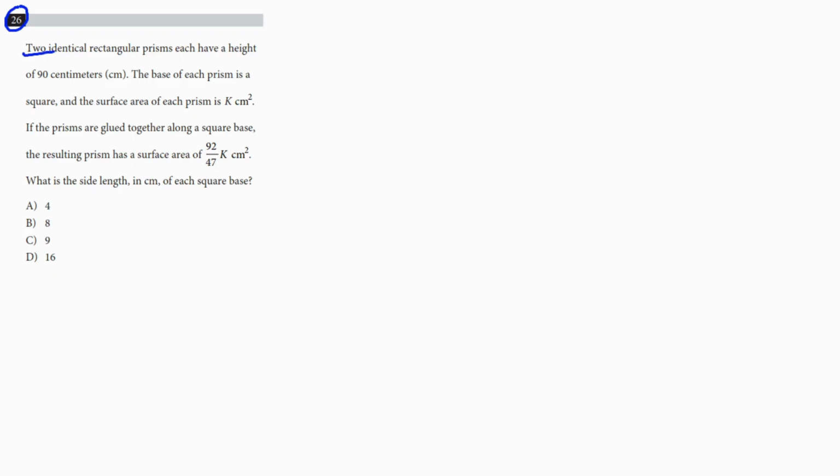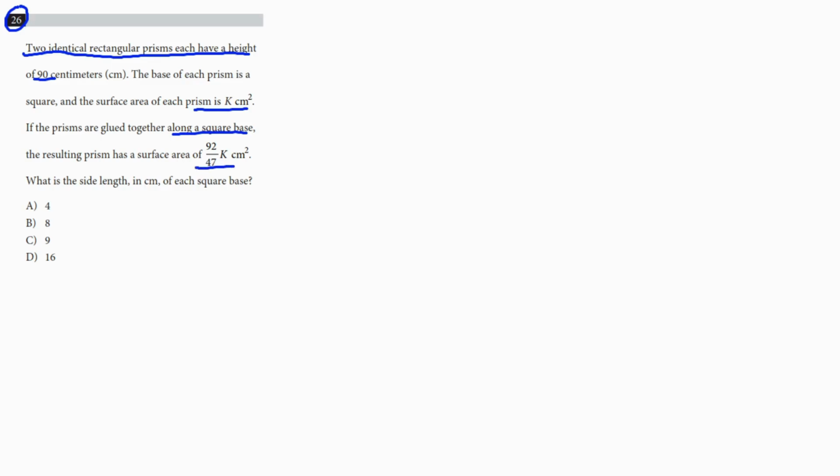So we have two identical rectangular prisms that have a height of 90 centimeters. And then they tell us the surface area of each prism is K. And that the prisms get glued together along a square base. And then the resulting prism has a surface area of 92 over 47 K.